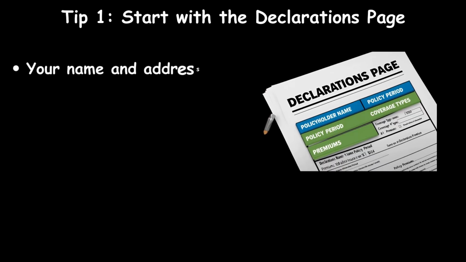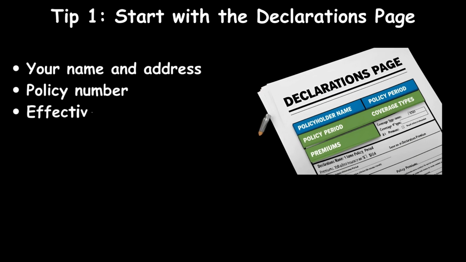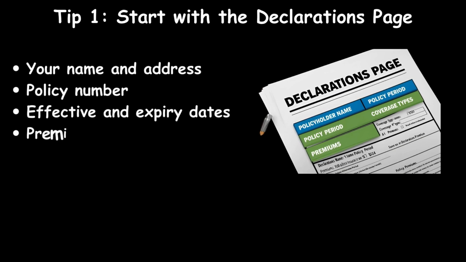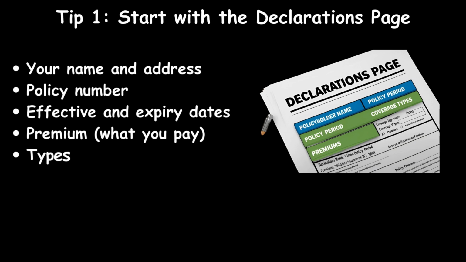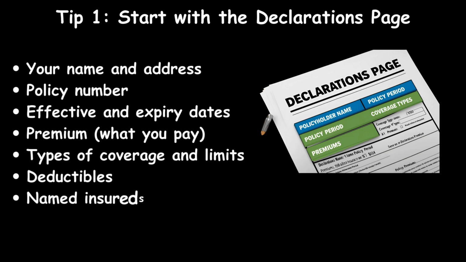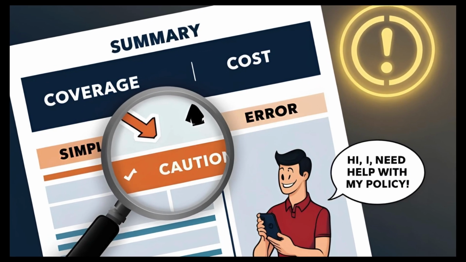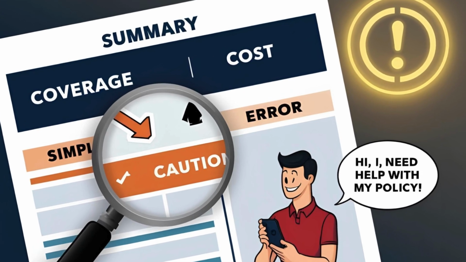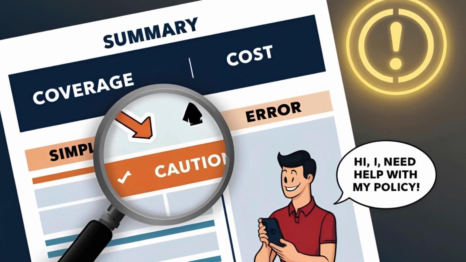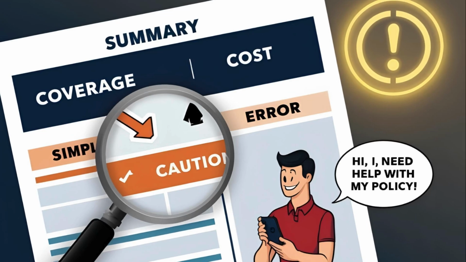Tip 1. Start with the Declarations page, aka DEC page. This is the summary of your entire policy. It's usually the first page and contains your name and address, policy number, effective and expiry dates, premium, what you pay, types of coverage and limits, deductibles, named insureds and listed drivers for auto policies. This page gives you a quick overview of what you're covered for and how much it costs. If something doesn't look right, call your agent ASAP.